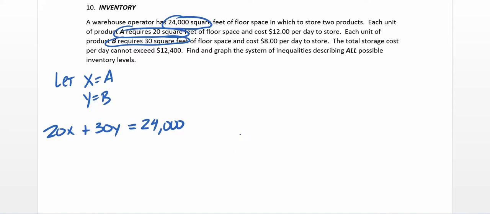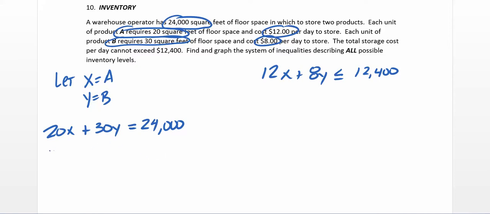And then I also have something for profit. I have $12 a day for X and then $8 a day for Y. So I'm going to have 12x plus 8y has to be less than or equal to 12,400. Okay, so from here, I need to solve these for y in order to put them into my graphing calculator.